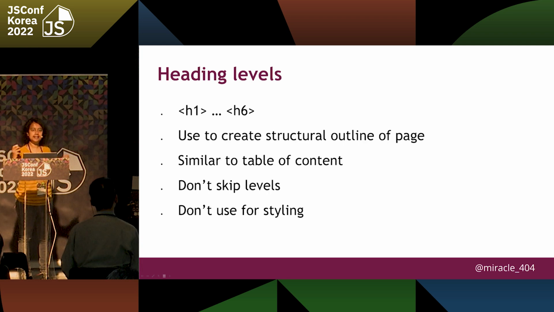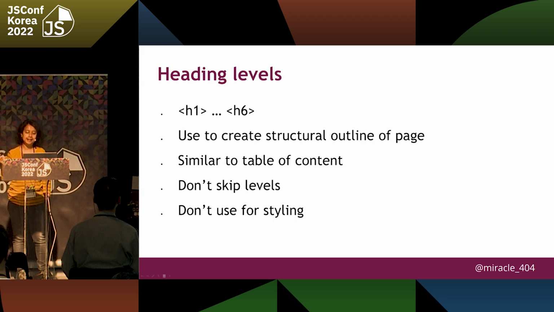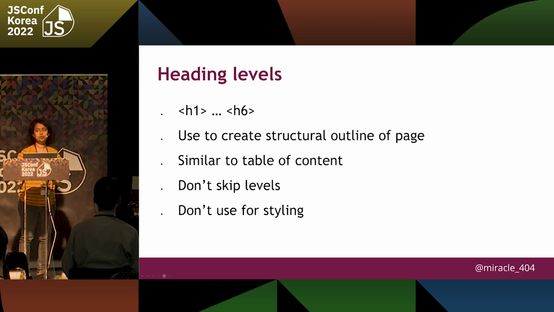Then heading levels. Heading levels are again very important. There are 6 heading levels, H1 to H6, H1 being most important. And these are also used to create a structural outline of the page. They are similar to what you can think of as a table of contents. If you go to a blog or somewhere, you can navigate properly using the table of contents. Now these heading levels are kind of a table of contents for assistive technology users and for everyone.